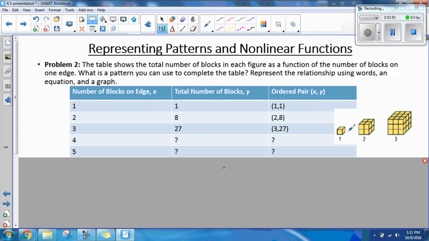So when we have one block on an edge, the total number of blocks in the figure is 1. When we have 2 blocks on one edge, there are a total number of 8 blocks in the figure. When we have 3 blocks on one edge, our figure has 27 blocks. So the ordered pairs will be our x and y, x representing the number of blocks on one edge and y being the total number of blocks in the figure. So we have (1, 1), (2, 8), and (3, 27).